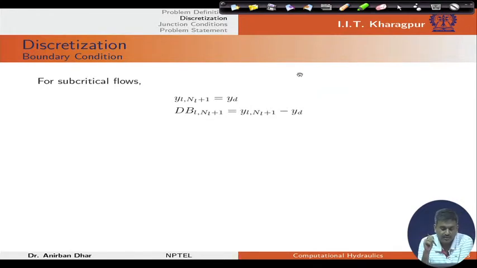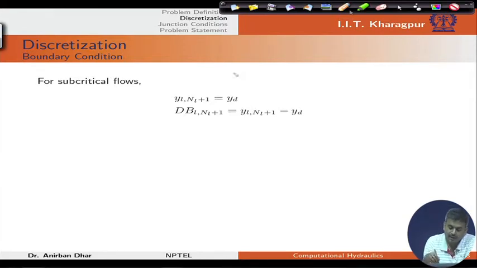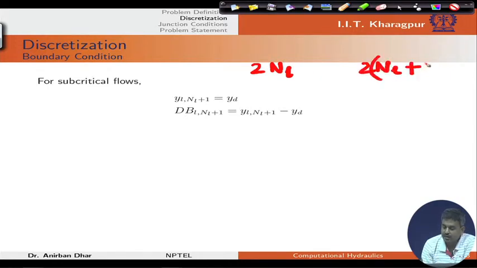Boundary condition for subcritical flow: again we will consider that on the downstream end we will have the specified flow condition. So, this is condition number 1, because we have considered NL equations in terms of C and M, and we have 2 NL plus 1 number of variables. So, if we subtract this, we need 2 more equations.